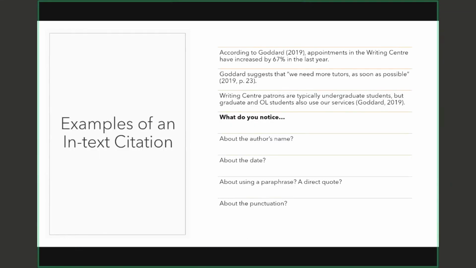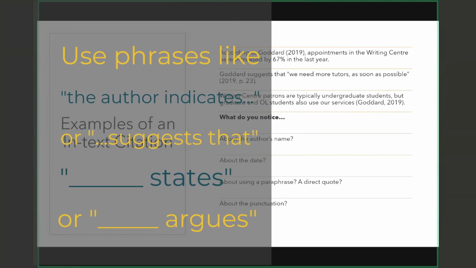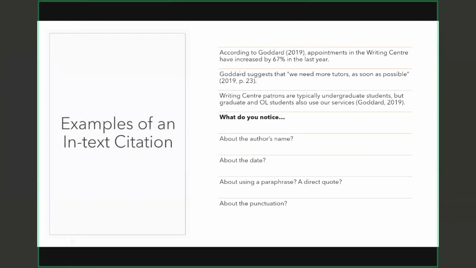I want to share a few examples of the in-text citation because it sometimes looks a little bit different. For example, I want you to notice the placement of the author's name. Here we have the phrase, according to Goddard. According to is always a really great way to introduce the fact that this information is coming from somebody else. Another way to do that is by saying, the author suggests that. In the third example, you'll notice the author's name comes at the end of the sentence. Each of these examples is correct.